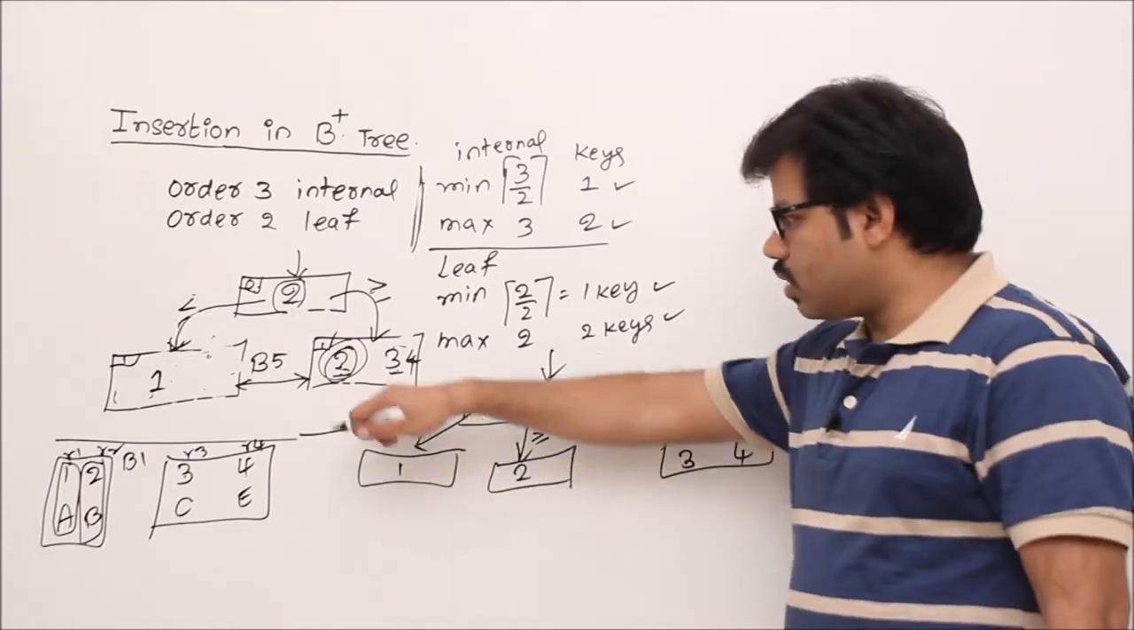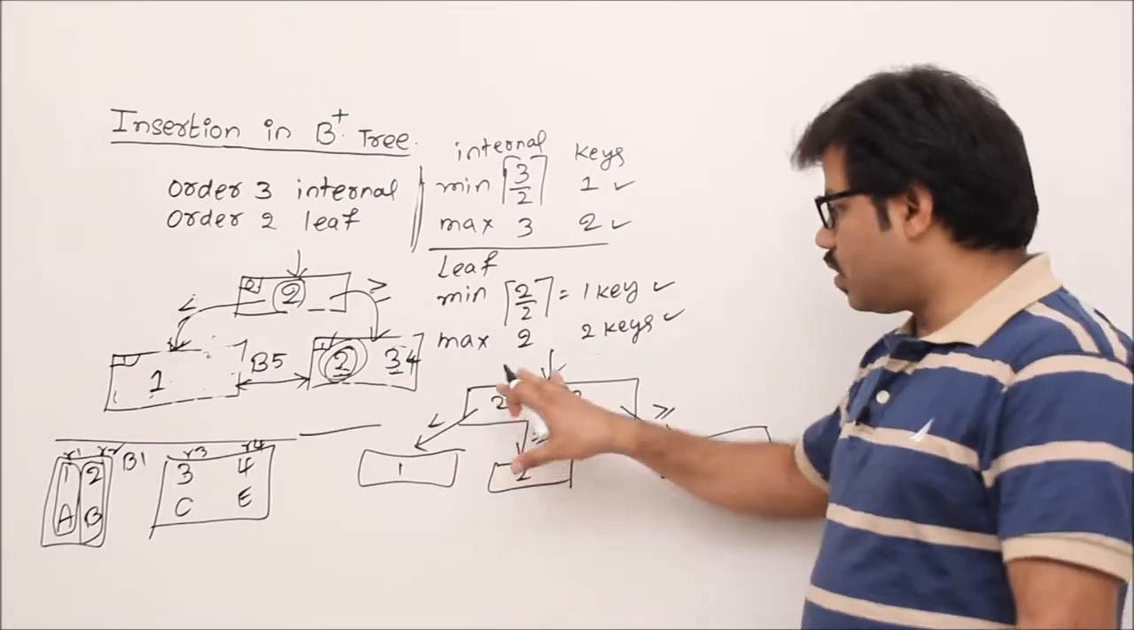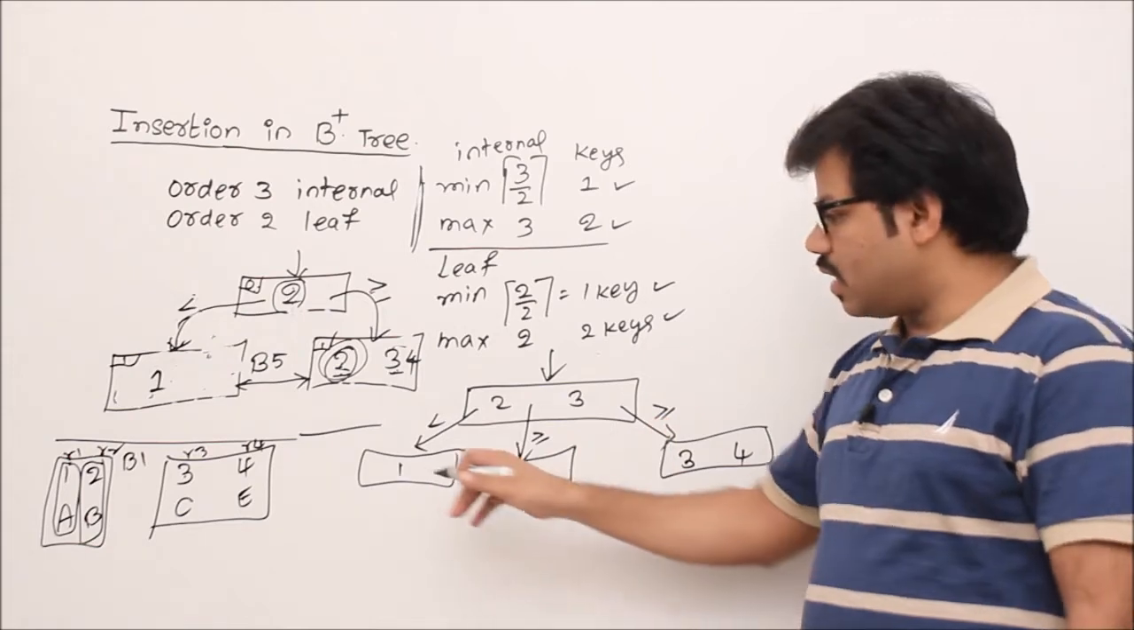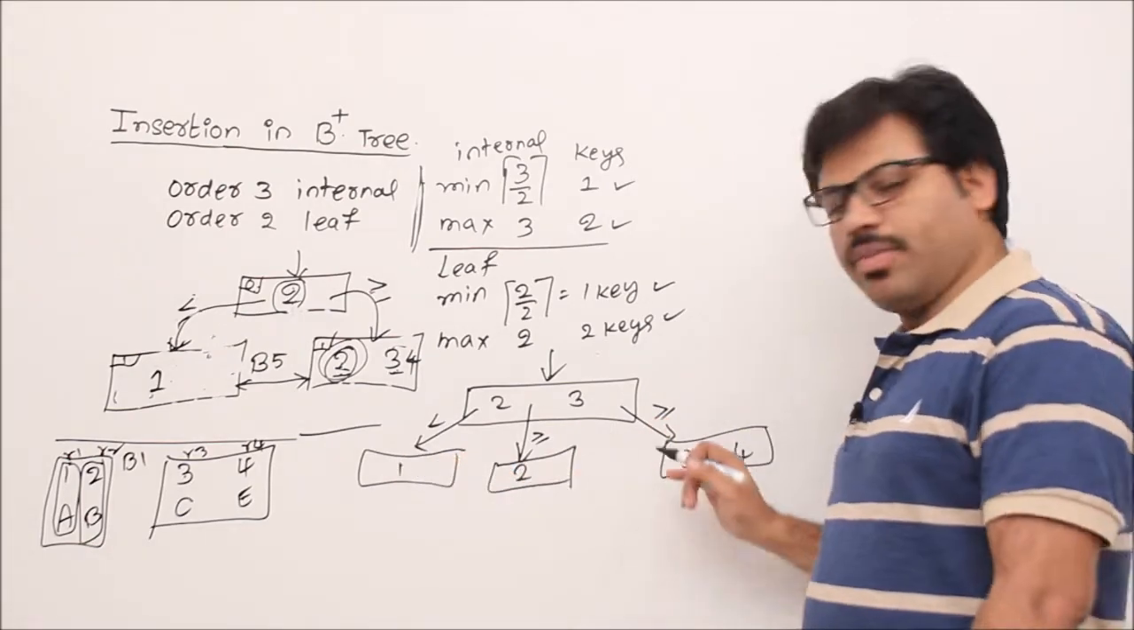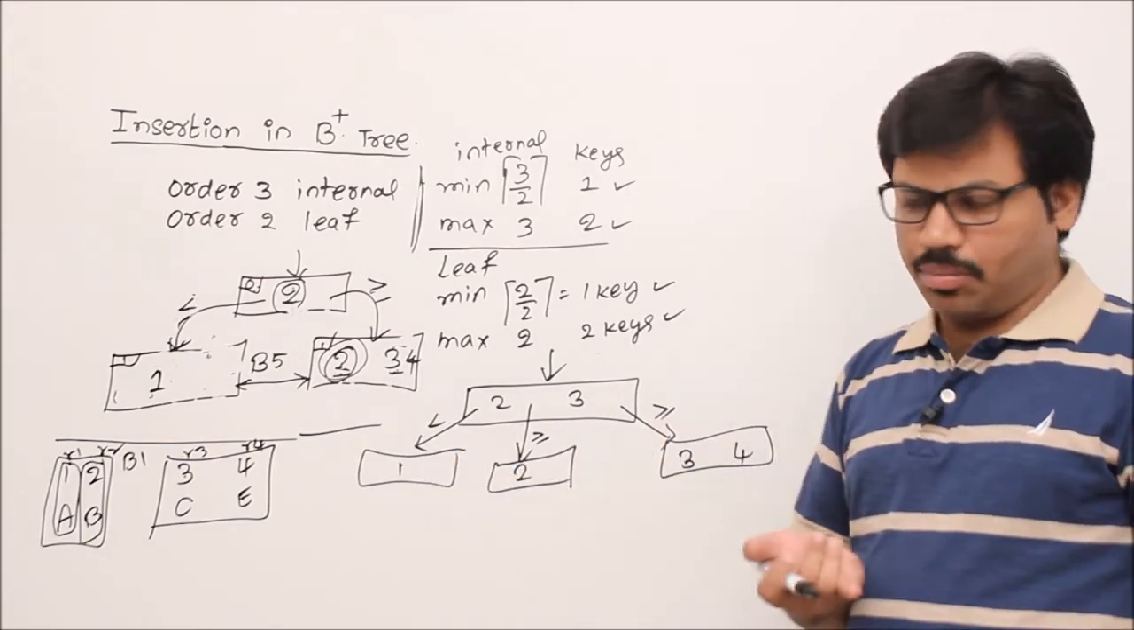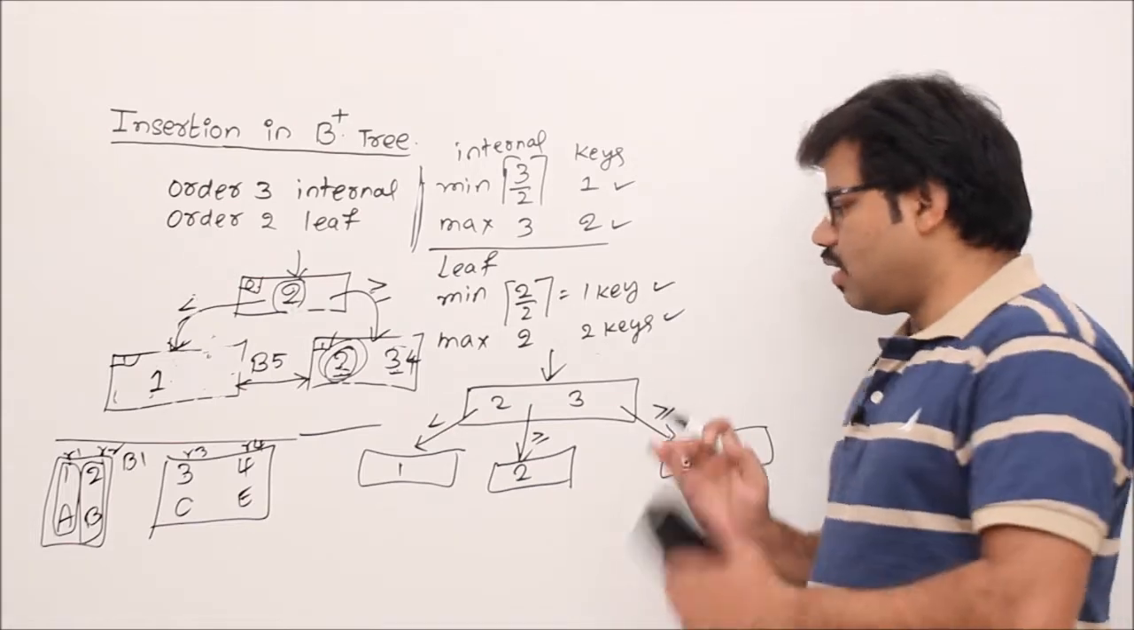Now this node splitting ensures 2 things. First, your tree is a B plus tree. Second, all the leaves are on the same level. Of course, that is again one more condition of a B plus tree. So this is the final answer.